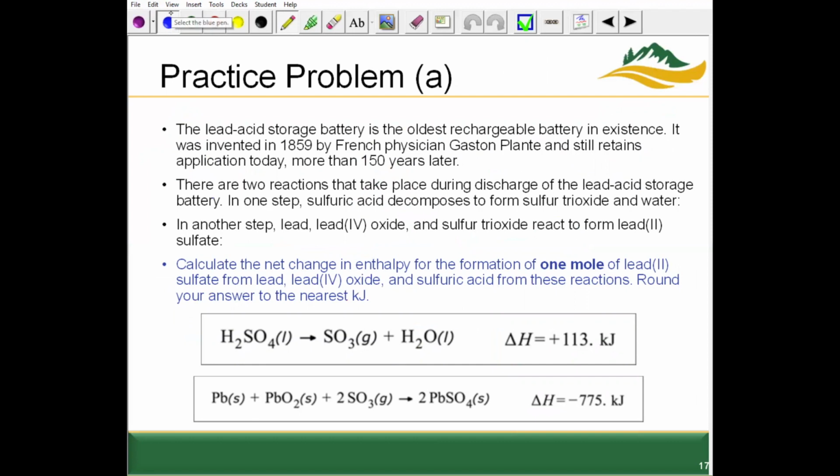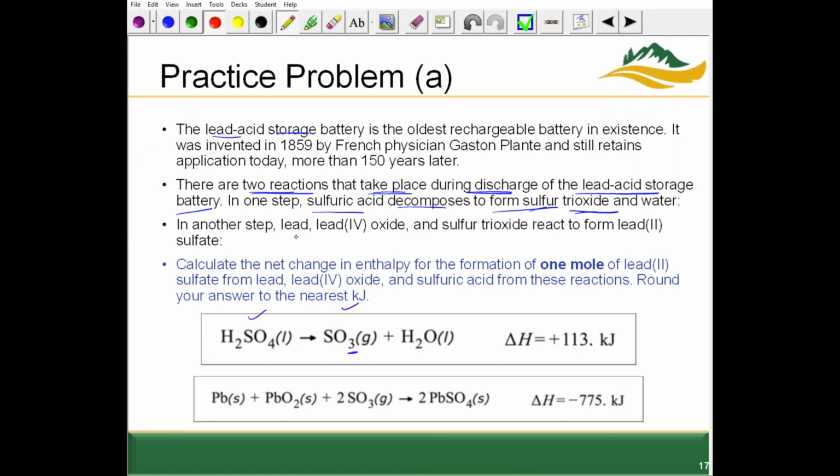Let's practice now. So we have a lead acid storage battery. There are two reactions that take place during discharge of the lead acid storage battery. In one step, we have sulfuric acid. As a review, that's H2SO4, decomposes to form sulfur trioxide and water. Sulfur trioxide is a molecular compound, right? So we need to include that prefix there for 3, so tri.